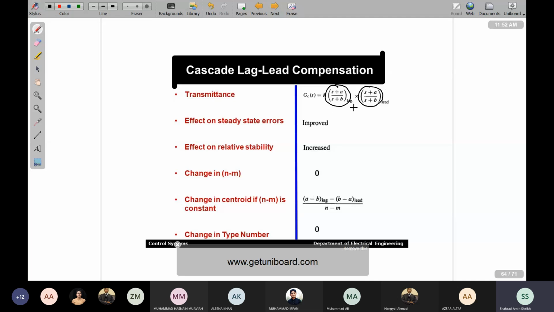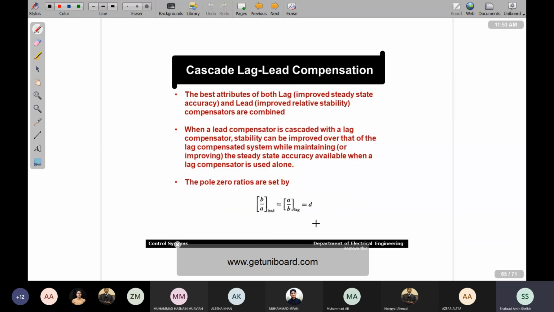So as a result of this cascading, we are getting improvement in our steady state error. We are getting improvement in our relative stability. Of course, there is no change in n minus m because इसमें दो poles add हो रहे हैं और दो zeros add हो रहे हैं, और change in centroid will be this thing, and type number में आप कोई change नहीं कर रहे हैं. So what's happening? We are in fact accumulating the best attributes of both lag and lead compensators.